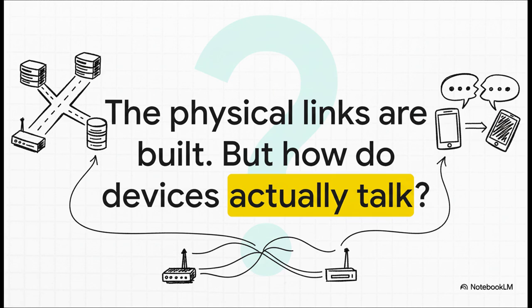The physical links are all there. The highways have been built, but there's no traffic on them yet. The devices are all connected, but they don't know how to speak the same language or follow the same rules of the road. So how do we get them to actually start talking to each other? Well, that is a story for another time.